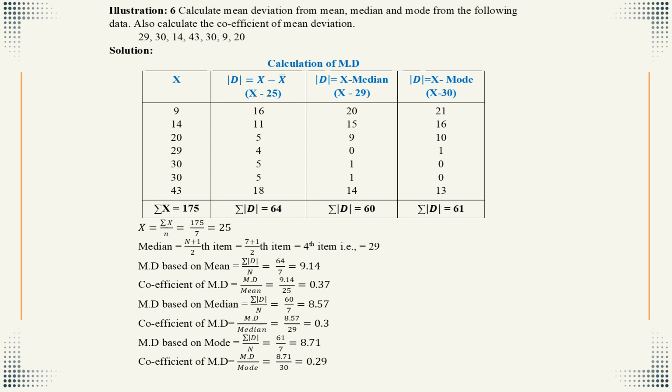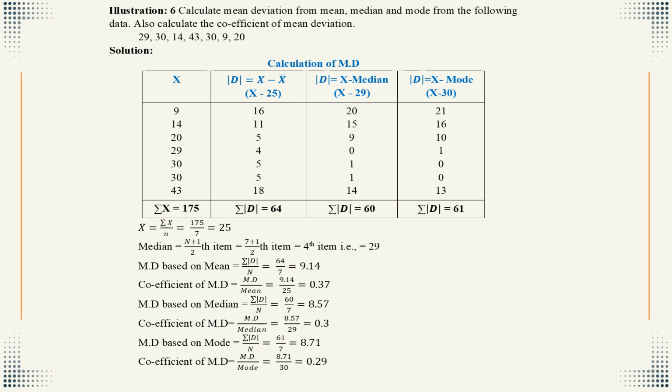Here, mode is taken as 30, because 30 is repeated two times, while other items are repeated only once. Thereby 30 can be considered as the mode, the most frequently appearing item. Based on that, you have to calculate the differences, and the sigma of those differences is 61 by 7, 8.71. Then mean deviation is 8.71 by 30.